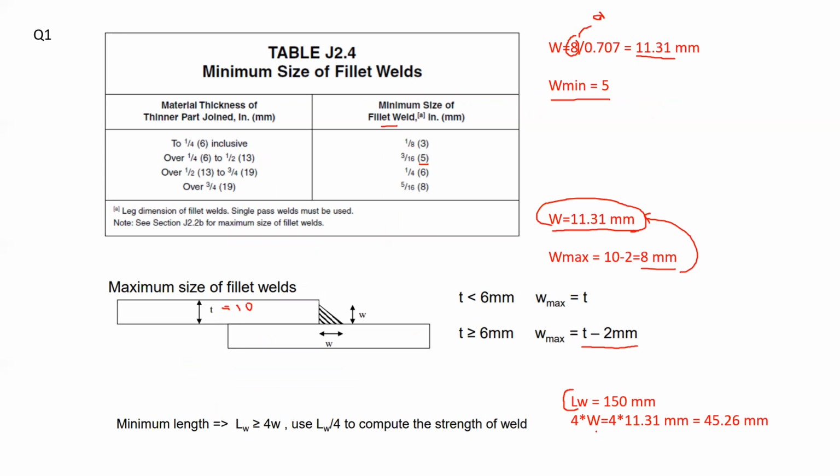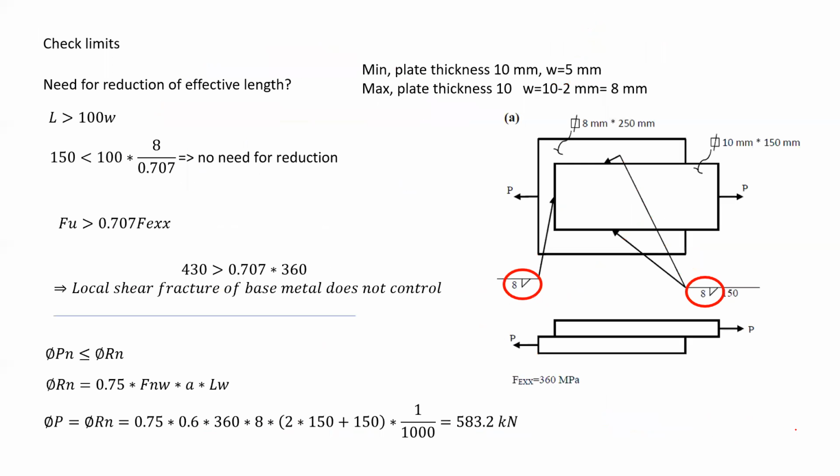Now, what about 4 by W? 4 multiplied by 11.31, 45.26. Therefore, our LW is bigger than 4W, and in that case, we just satisfy this condition, which is good. Now, also, we can check if we need a reduction for effective length. Maybe the length we have is more than the limit. So I'm going to consider the length of the weld. Is it bigger than 100 W? So if we check, it appears that it is less than 100 W, and therefore there is no need for reduction.